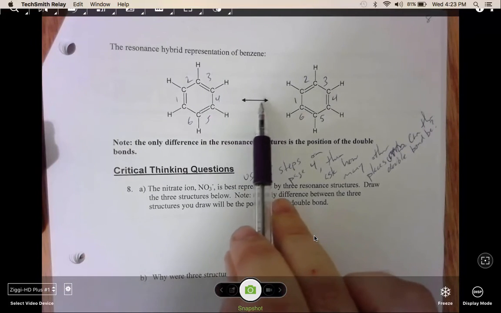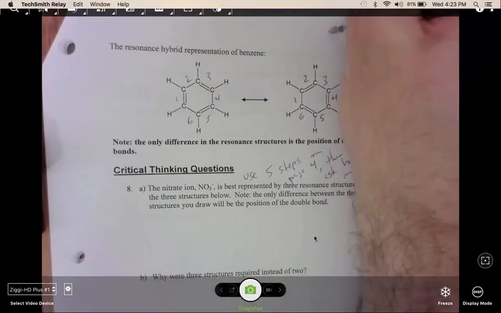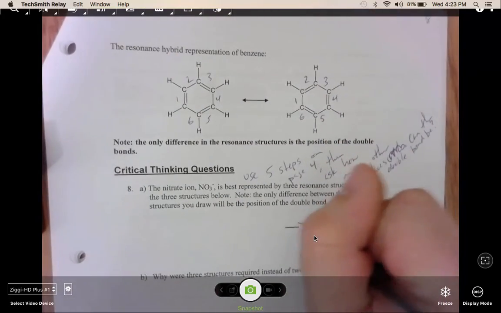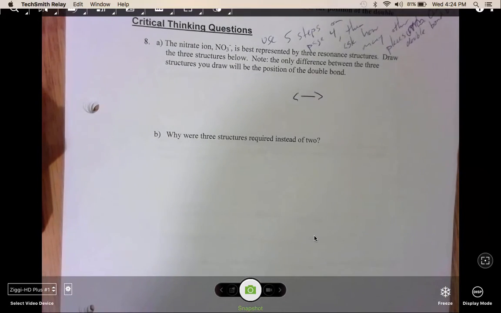It is important to use a double-sided arrow just like this, because arrows that are just single lines like that mean something different. When you draw your resonance structures, you do need to make sure to have a double-sided arrow. And then lastly, when you are thinking about B, just think about why there's three structures instead of two. Just ask yourself how many places the double bond can be, and that will help you answer 8B.